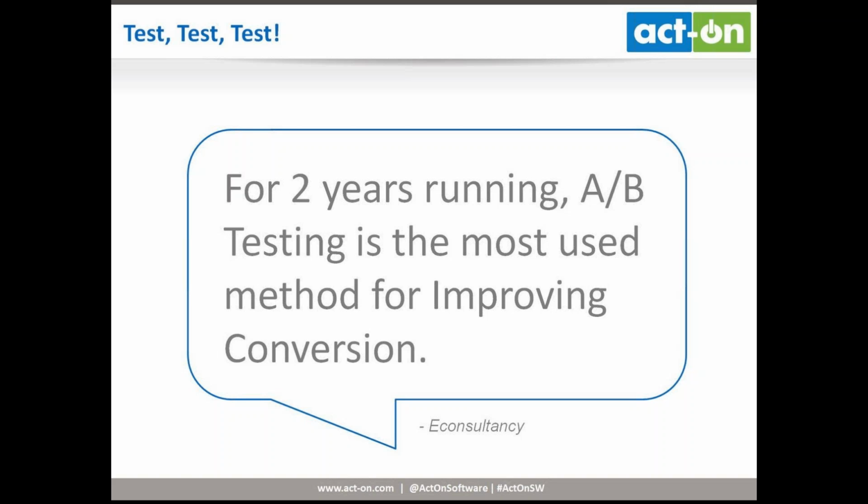Factoid: two years running, A/B testing is the most used method for improving conversion. Testing one landing page similarly against another. Maybe the landing pages are the same by way of content, by way of feature and function. I don't know, maybe the background color is different. Maybe the call to action is stated a little bit differently. Maybe there are different buttons in different places. Which performs the best? We provide you the ability to A/B test content inside of Act-On.